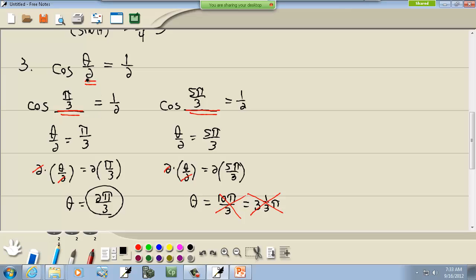Now, when you have a fraction here, like theta over 2, theta over 3, theta over 5, you're probably just going to have either one answer or 0 answers. If you have a 5 in here, like 5 theta, that's where you'll have maybe 10 answers. And we'll see an example of that.